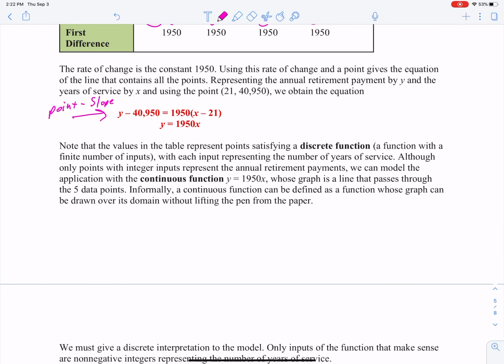Note that the values in the table represent points satisfying a discrete function. Discrete function means a function with finite number of inputs, with each input representing the number of years of service. Although only points with integer inputs represent the annual retirement payments, we can model the application with the continuous function y equals 1950x, whose graph is a line that passes through the 5 data points. Informally, a continuous function can be defined as a function whose graph can be drawn over its domain without lifting the pen from the paper. So you've probably heard that definition before.